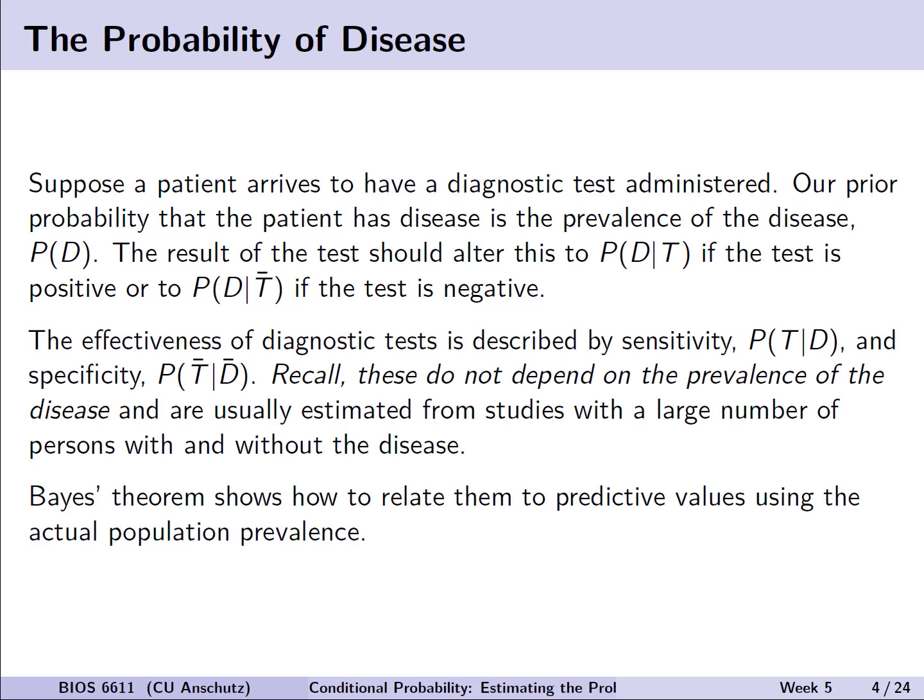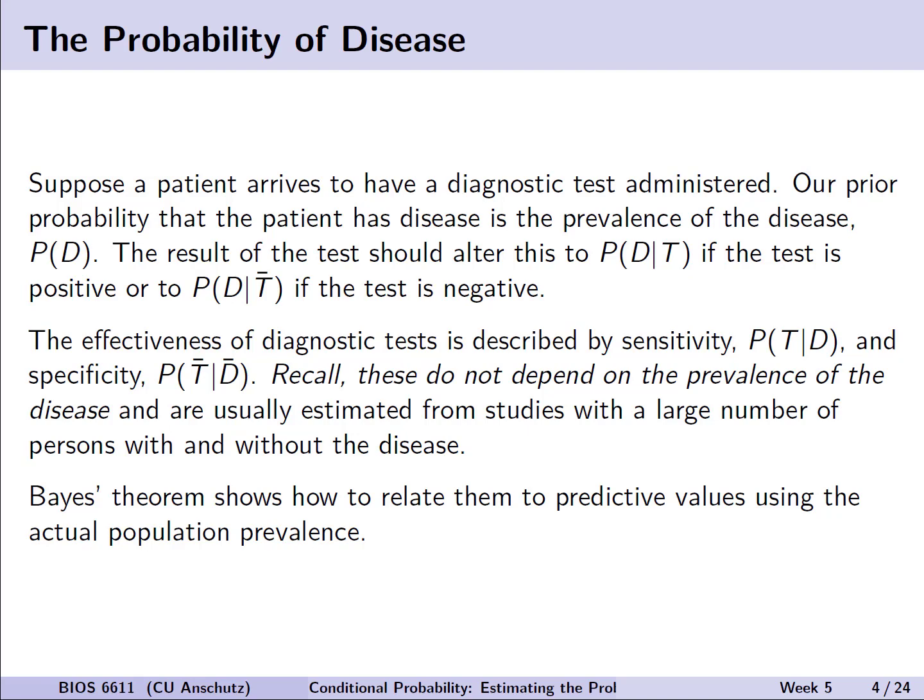The probability of disease. So this will motivate this lecture set. Suppose a patient arrives to have a diagnostic test administered. Our prior probability that a patient has the disease is what we called previously the prevalence of the disease, or probability of D. The result of the test should alter this, though, to the probability of having the disease given you tested positive. Or potentially the probability you have a disease may change if you've actually tested negative.